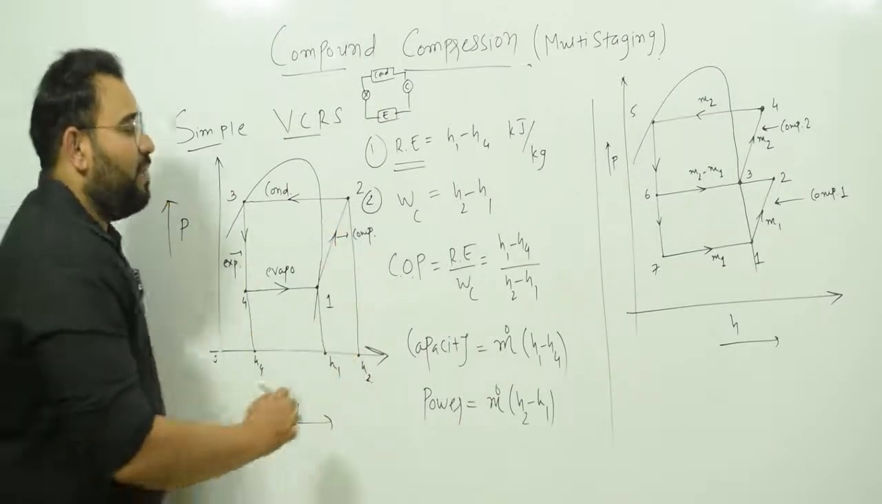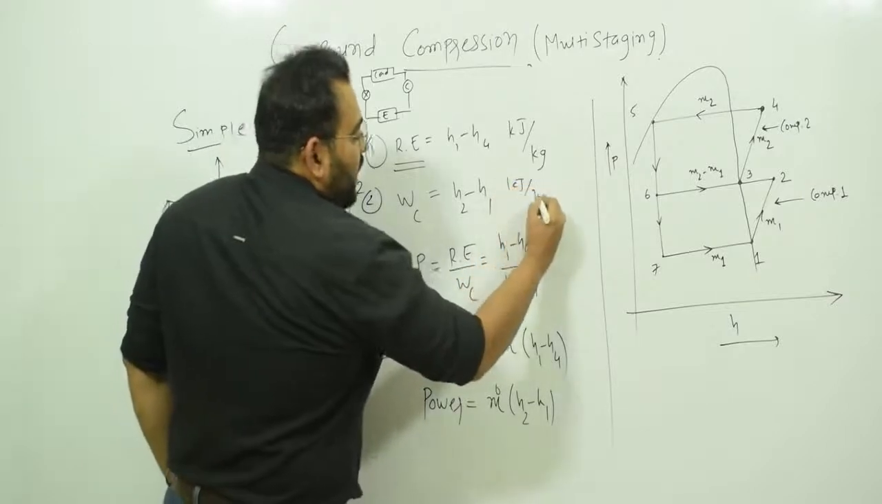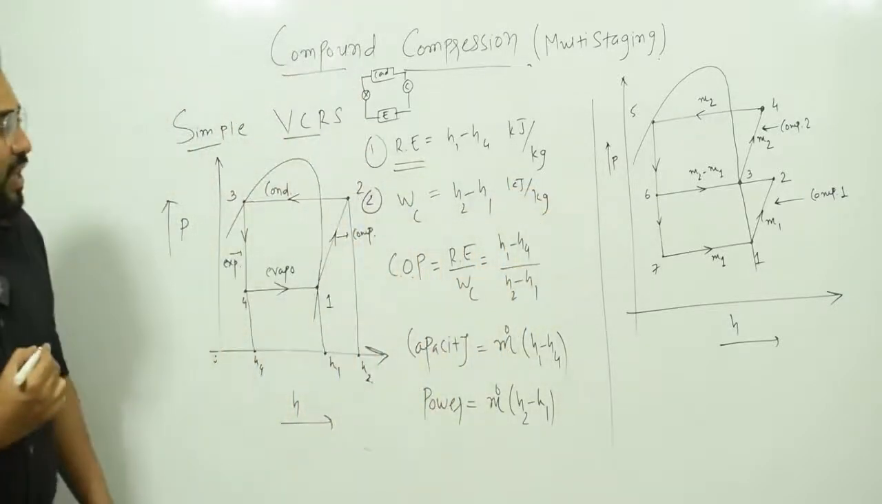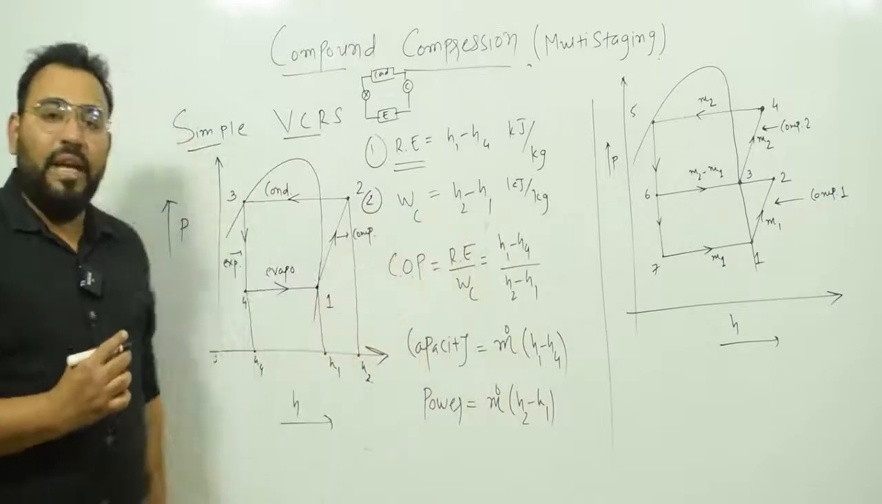So this much will be the compression work. It will be kilojoule per kg, because the enthalpy unit is kilojoule per kg. So this is how we can write the work done by the compressor.